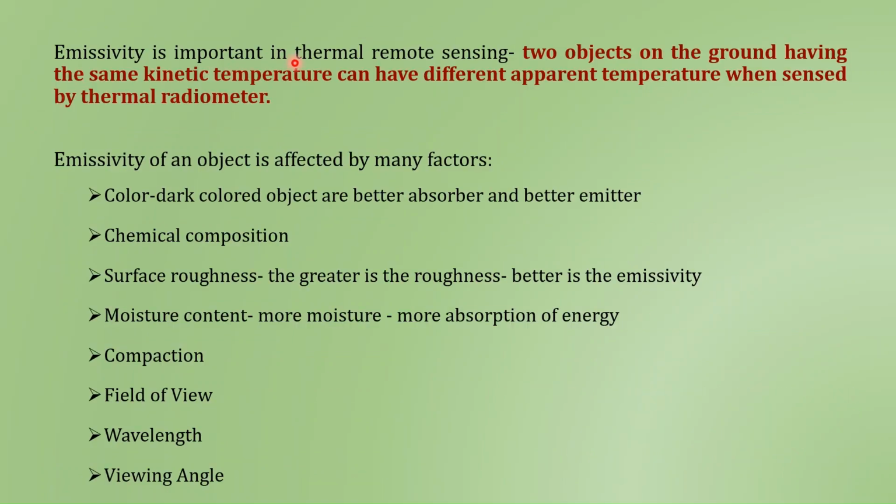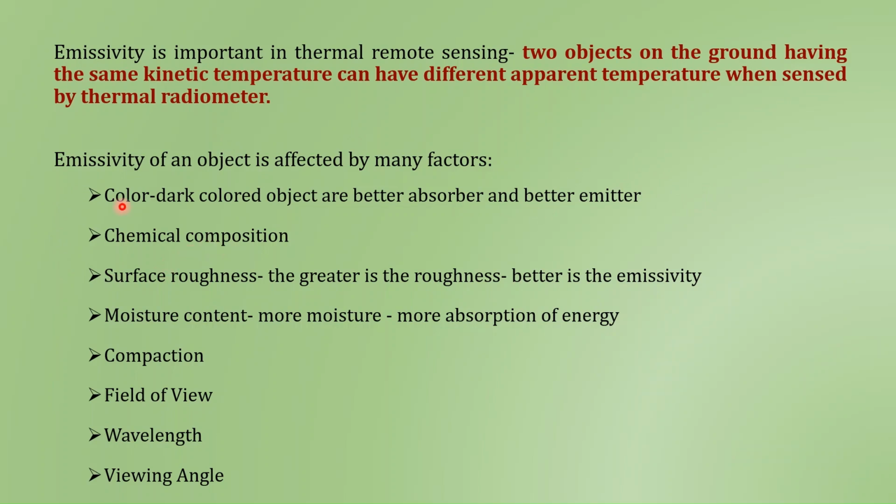Emissivity is important in thermal remote sensing because two objects on the ground having the same kinetic temperature can have different apparent temperature, or radiant temperature, when sensed by the thermal radiometer. And this emissivity is affected by many factors, like the color of the object, because dark colored objects are better absorbers and better emitters in comparison to light colored objects.